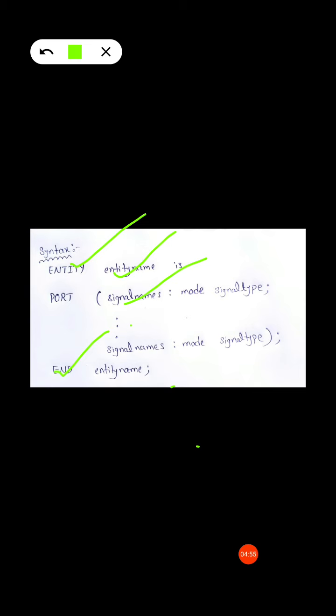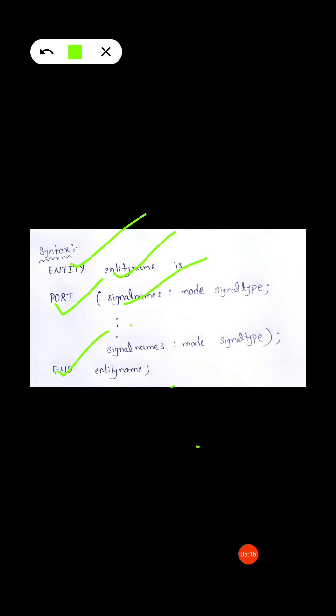Next, port is there. In the port we may define the input signals and output signals. The signal names are user defined identifiers to give the name to the external interface signals.